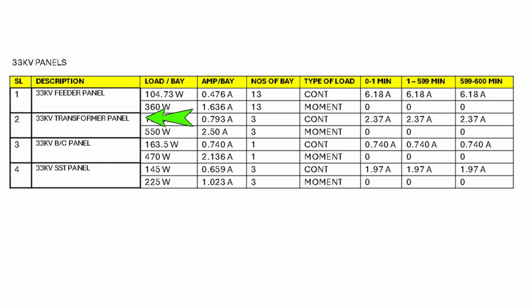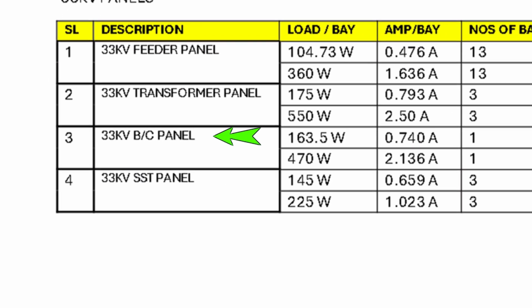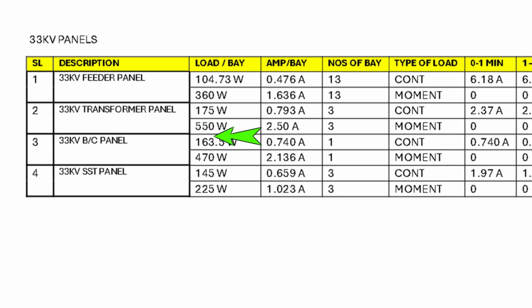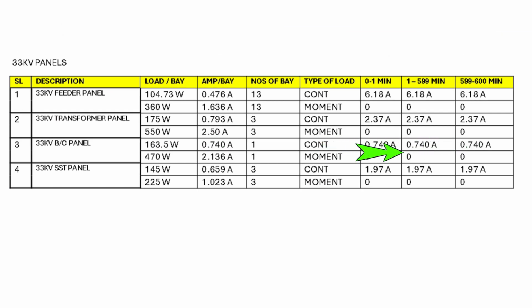Similarly, we come to the 33 kilovolt transformer panel. The continuous load is this, and the continuous ampere rating is this for 3 such panels. The continuous ampere load will occupy these 3 columns. But here, you see, the momentary load we have written as 0 because during differential bus protection of the 220 kilovolt system, 33 kilovolt breakers will not trip. So for that event, the momentary load will be 0. The same thing we can say for the 33 kilovolt bus coupler panel here. There will be a continuous load, but there will be no momentary load for the same reason.